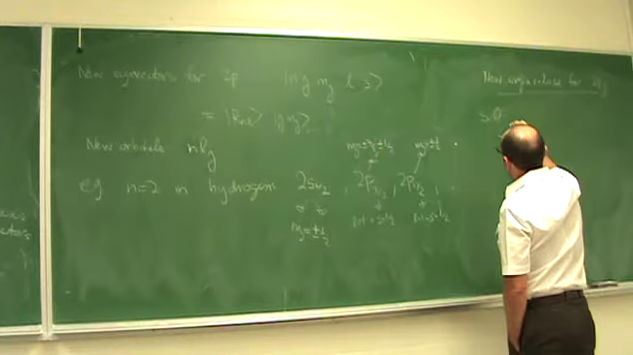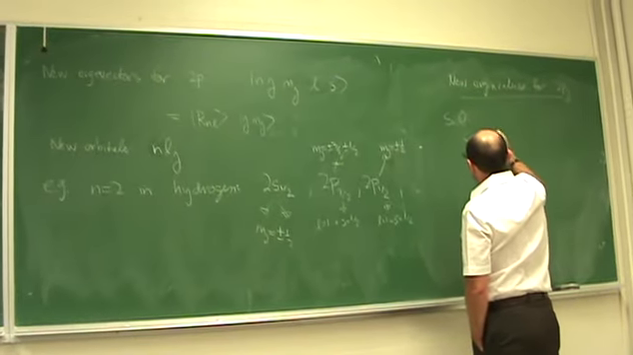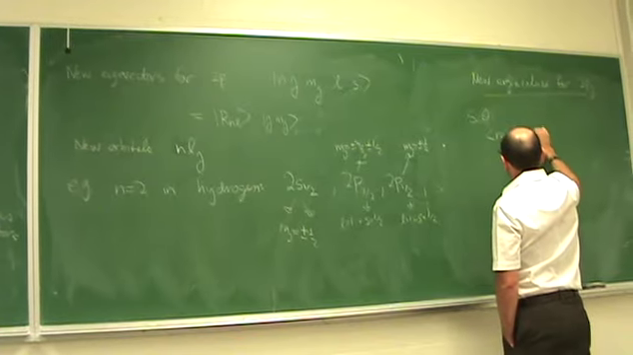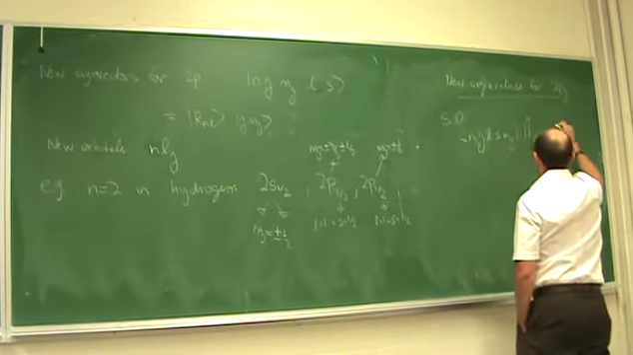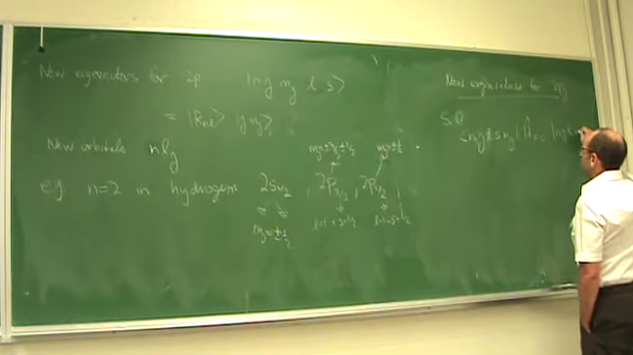Well, let's look at the spin orbit. We know the eigenvalues are the matrix elements of the spin orbit interaction in the coupled representation.